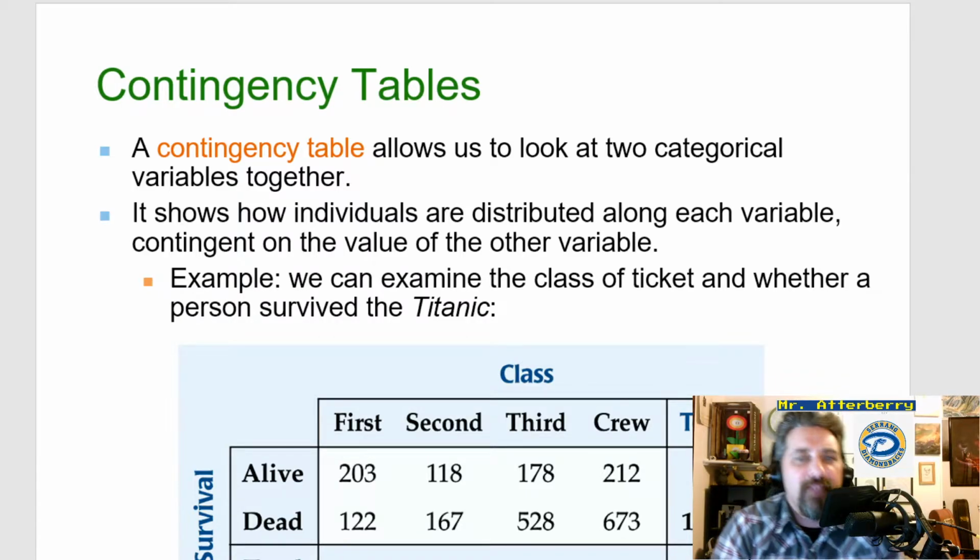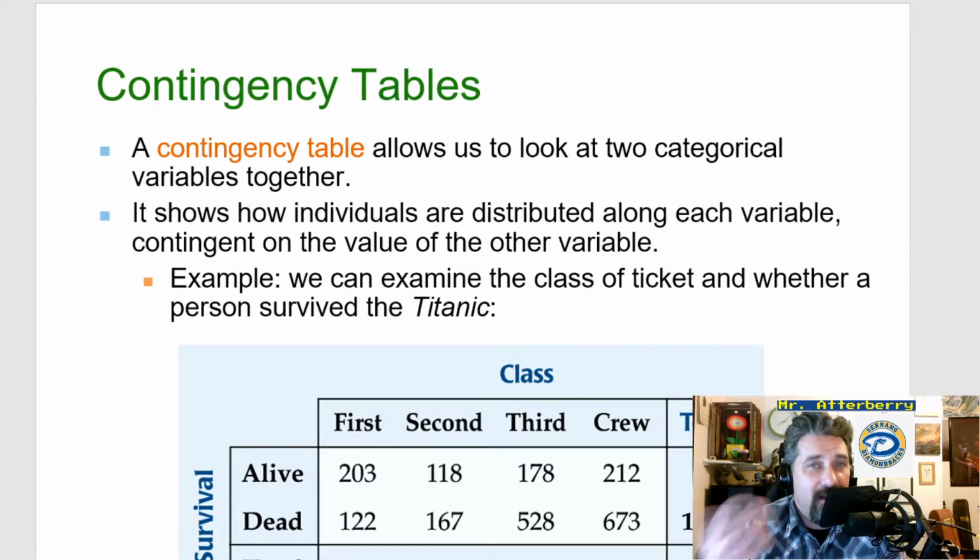A contingency table allows us to look at two categorical variables together. So if you have two categories that you're collecting data on, for example, let's say I did a quick study with you guys, maybe in class today or when we have class next. I've done this plenty of times in the past with my stat students, where I collect two pieces of information. What's your gender? And do you have a driver's license?